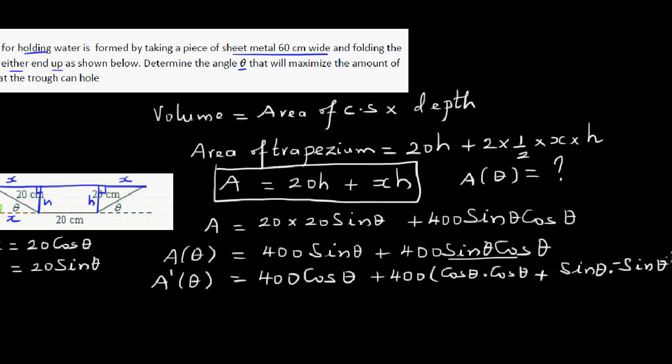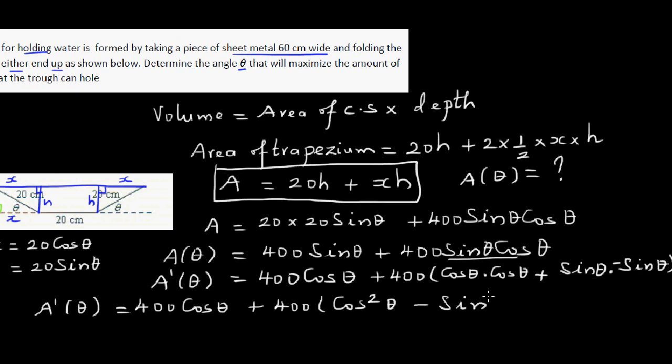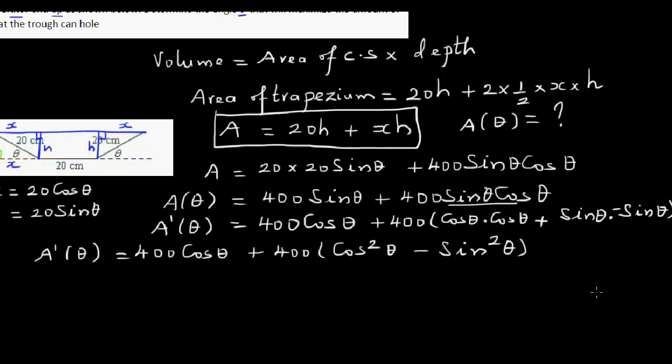Okay, I hope you can see the derivation. So A dash theta is equal to 400 cos theta plus 400 cos squared theta minus sine squared theta. Now we need to write this in terms of one variable, so it is easy to solve, because we have to solve this and set it equal to zero.